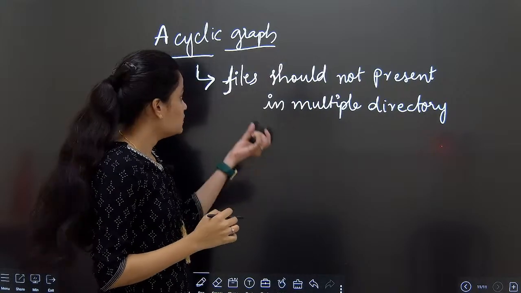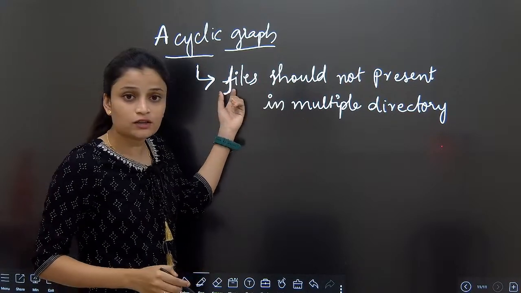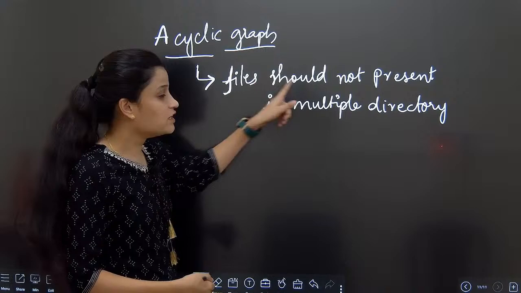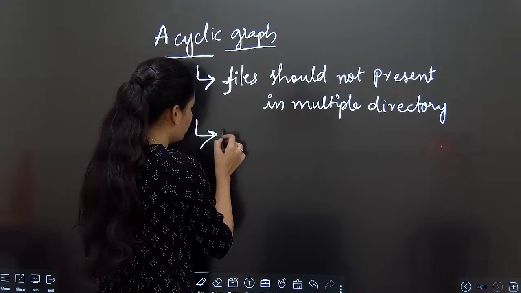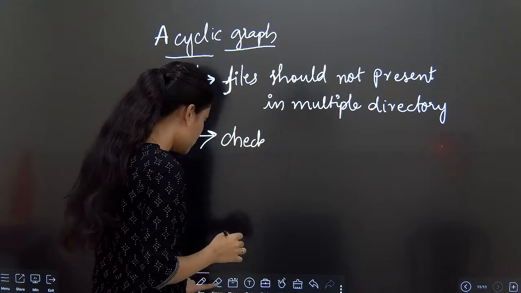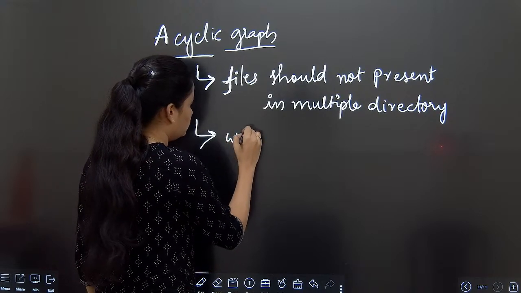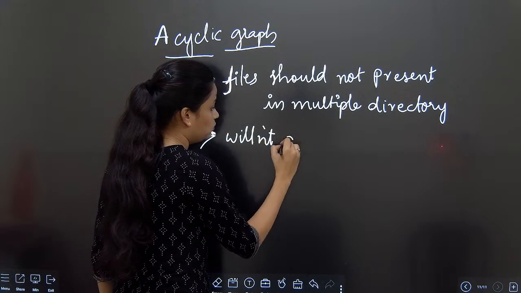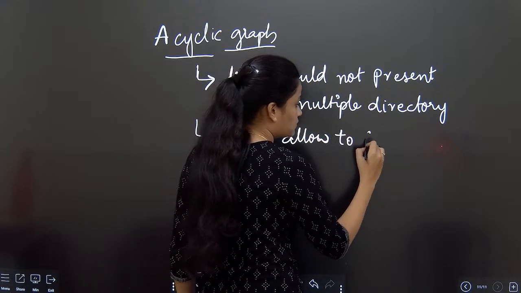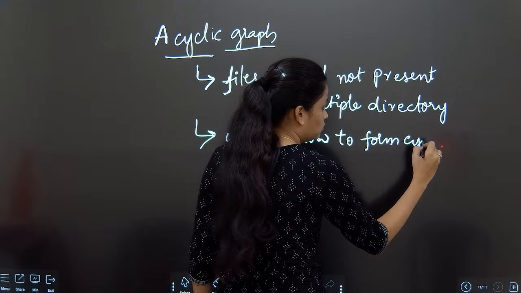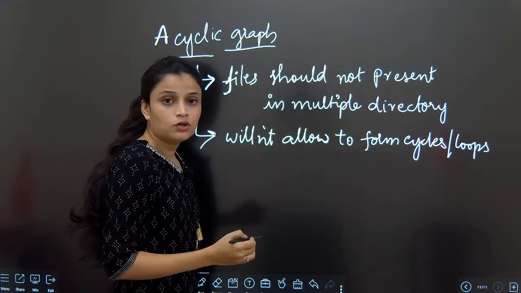In the acyclic graph, the system continuously checks that files should not be present in multiple directories, and it will not allow loops or cycles to form.